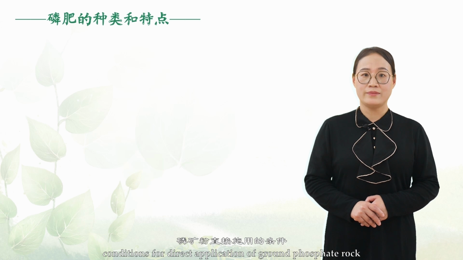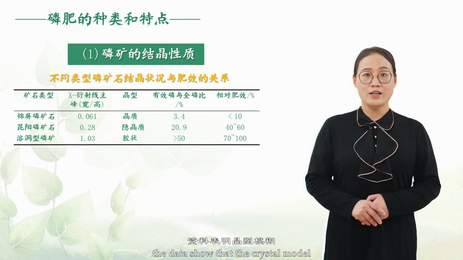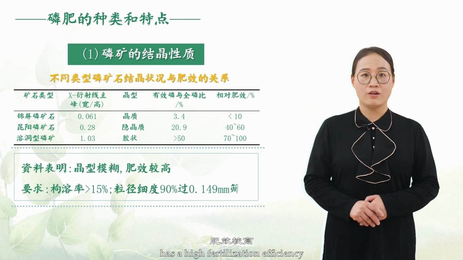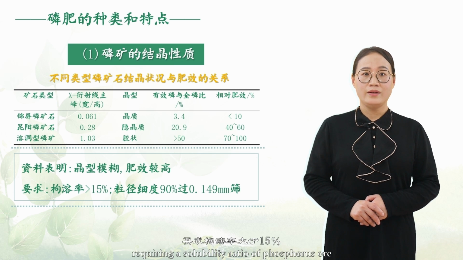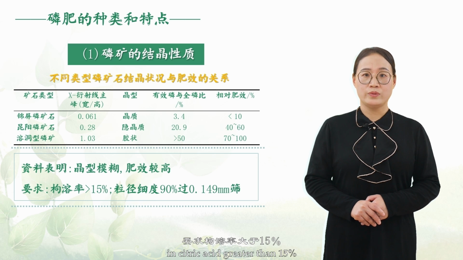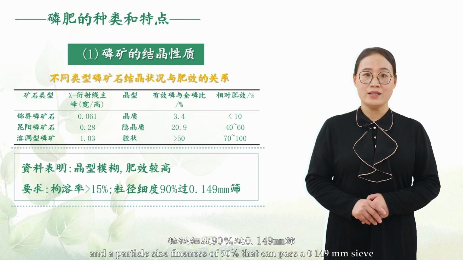Conditions for direct application of ground phosphate rock. The crystalline nature of phosphate ore. The data show that the crystal model has a high fertilization efficiency, requiring a solubility ratio of phosphorus in citric acid greater than 15%, and a particle size fineness of 90% that can pass a 0.149 millimeter sieve.